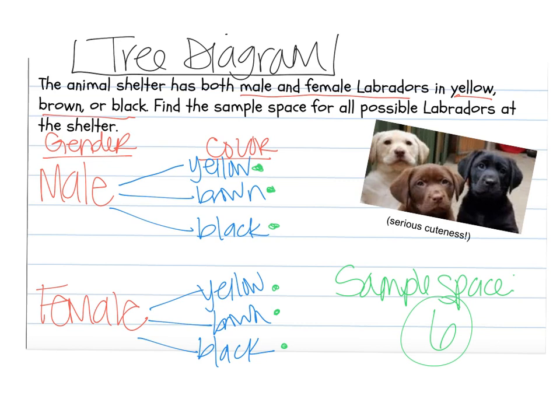If I look here, this tells me I'm getting a male yellow Labrador. I could look here, and this tells me I'm getting a female brown Labrador. So then I can pick out each outcome if I would like, but based on these options, I have 6 total different outcomes that I can pick from in this scenario.